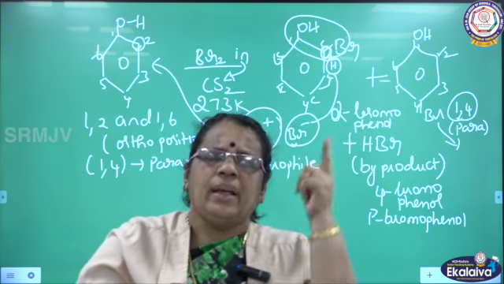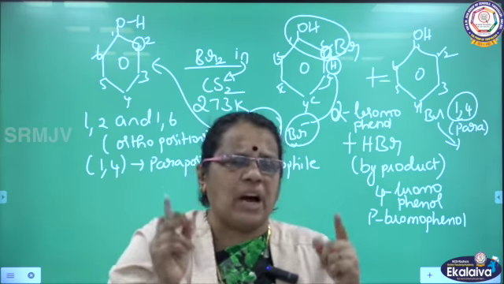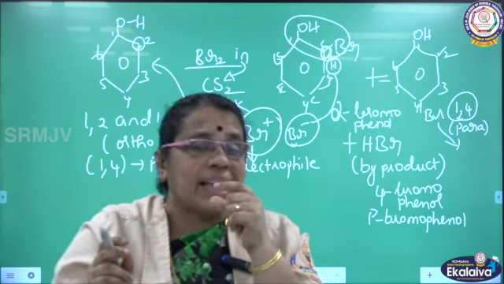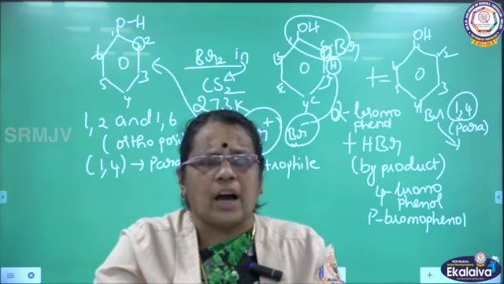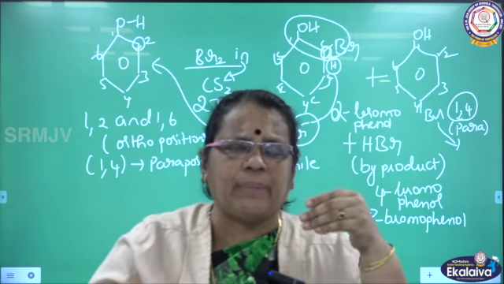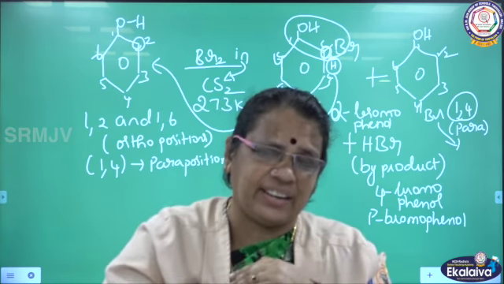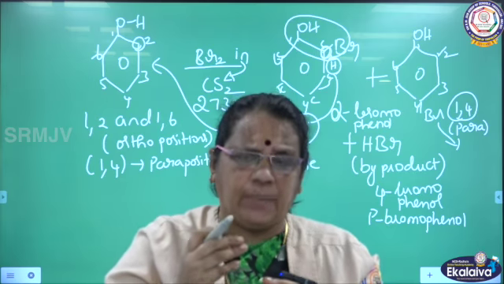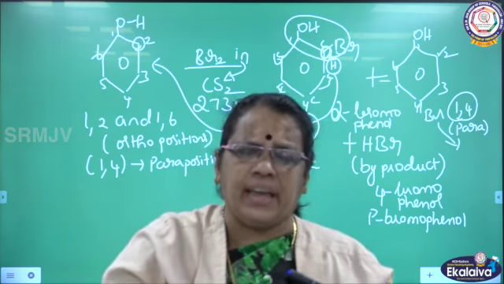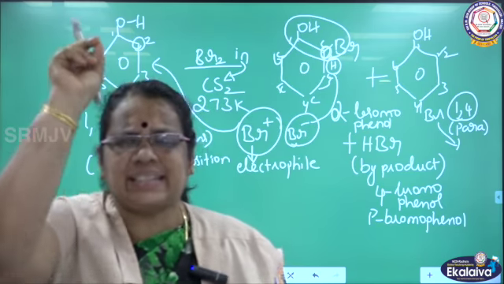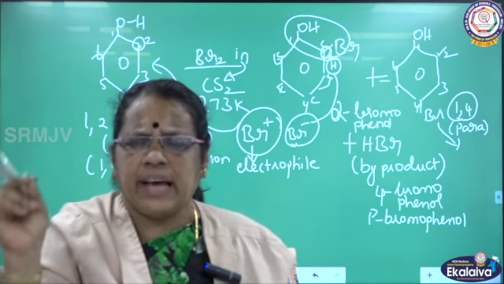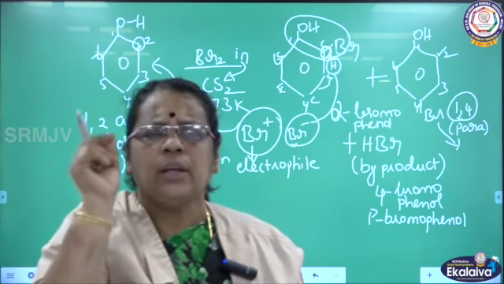Why is this bromine added to the ortho and para positions? Because the ortho and para positions are rich in electrons. Electron density will be greater at ortho and para position. Actually, what is the incoming group here? Br plus. It is electron deficient. It doesn't have electrons. It is an electrophile. It needs electrons. So where will it go? It will go and attack the benzene ring at the electron rich sites. Wherever electron density is greater, the electrophile will go and attack those areas.